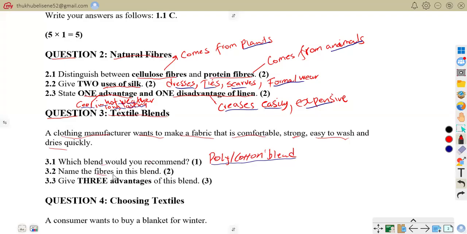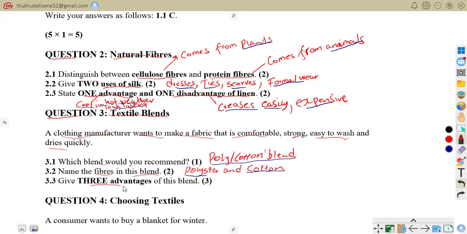3.2 says name the fibers in this blend. The fibers in this blend are polyester and cotton. A poly-cotton blend is made by combining these two fibers that we are talking about.